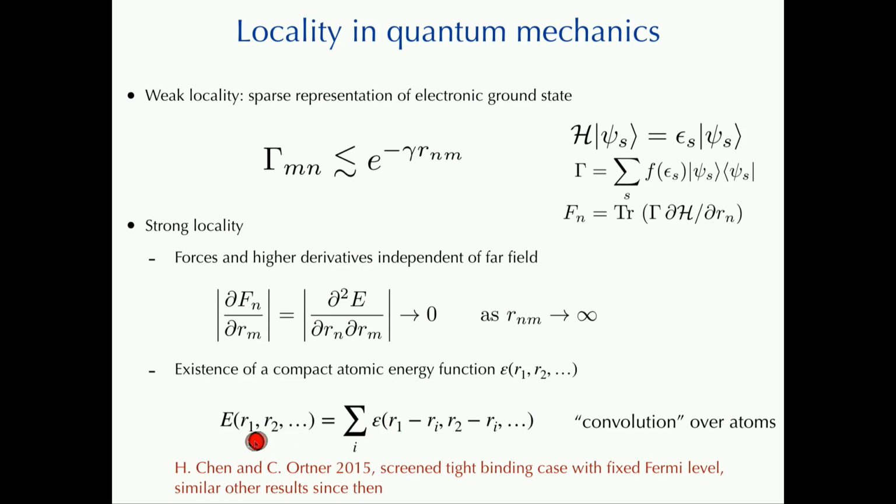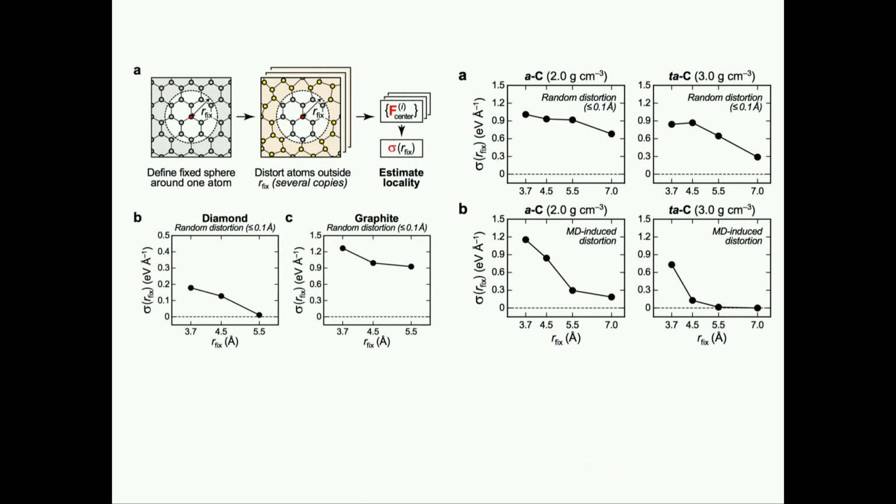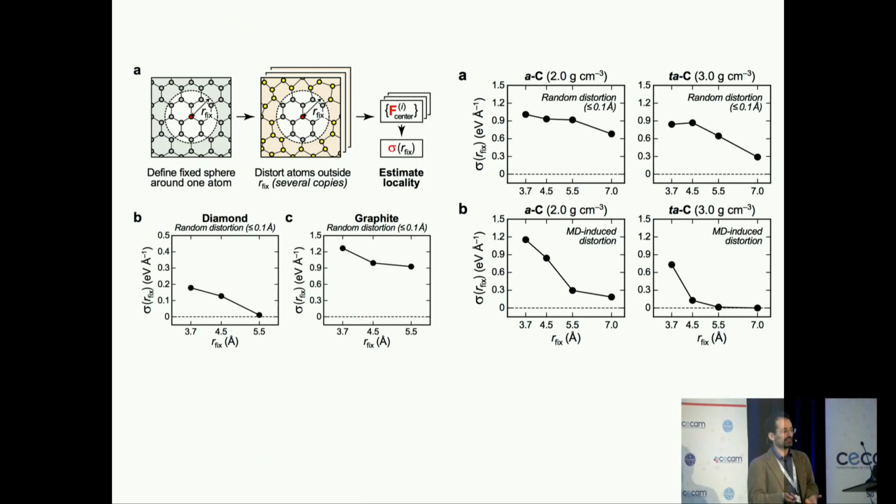And so mathematical work of this type has started recently. My friends Chen and Ortner in 2015 have proved this mathematically, that you can make this transformation. This was very limited to a screened tight binding model with a fixed Fermi level, but perhaps extensions to DFT and beyond are possible. We can, of course, investigate this question numerically. So here's an example of how we would do that.